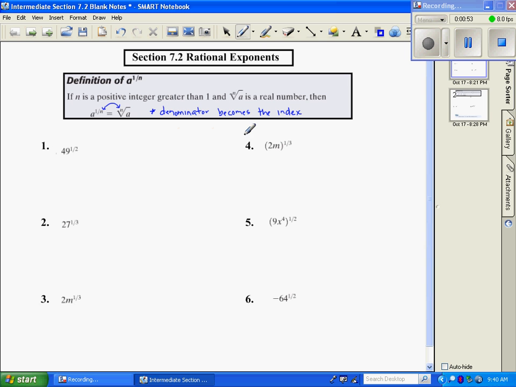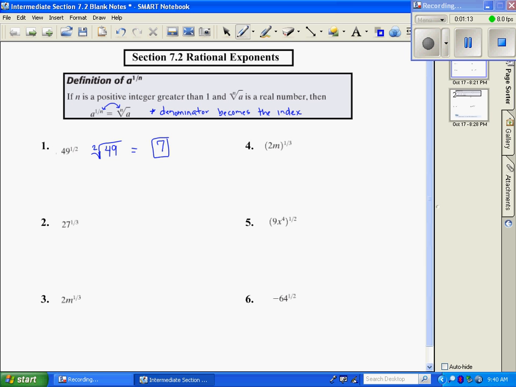So when I rewrite number 1, I have 49. I'm going to rewrite it as a radical. My denominator becomes my index, which is a 2, and my numerator is just a 1. So, square root of 49 means what square gives me 49? That's an easy one, so we'll do 7.